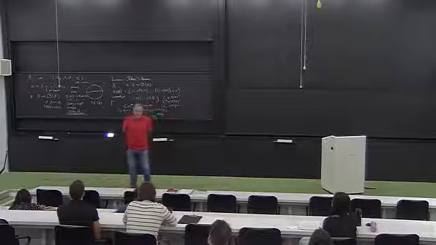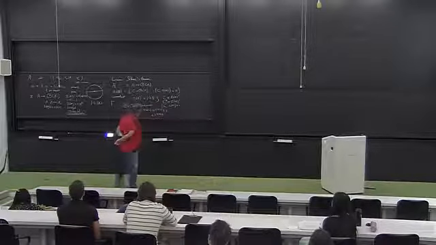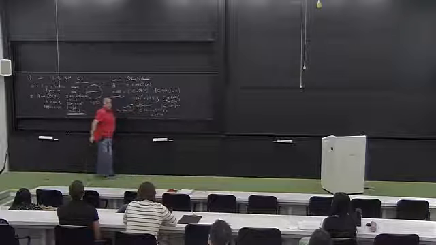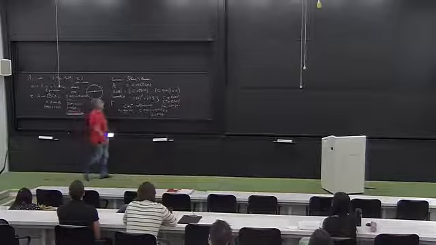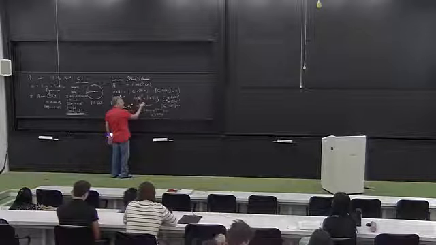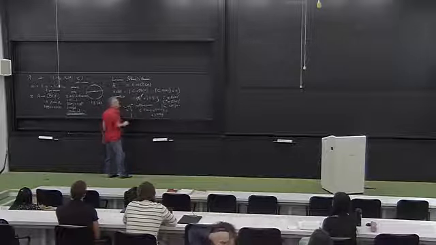Yes? Sorry, what's the symbol you used for the commutant? This π(A)'. A is the algebra. π(A) is the representation of the algebra. The commutant is this prime.